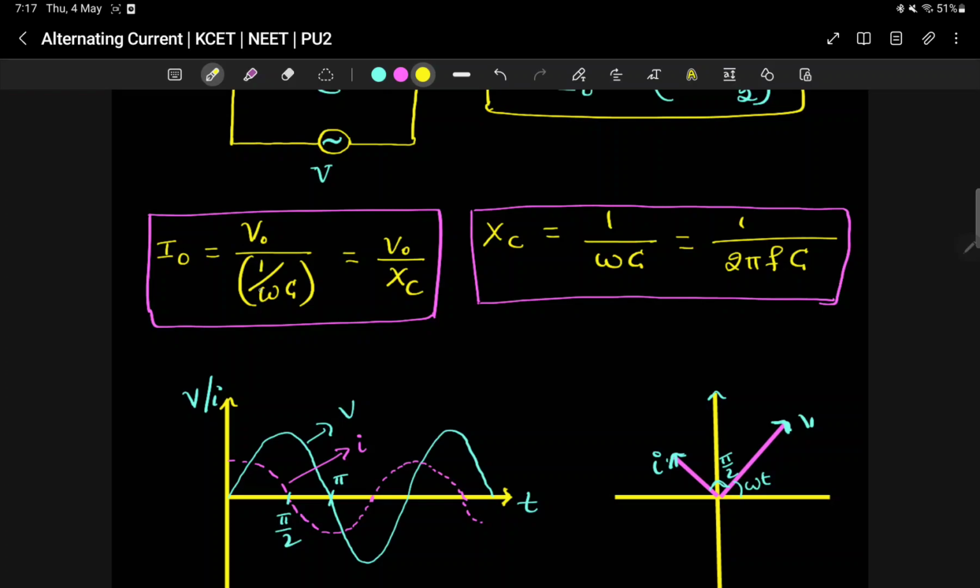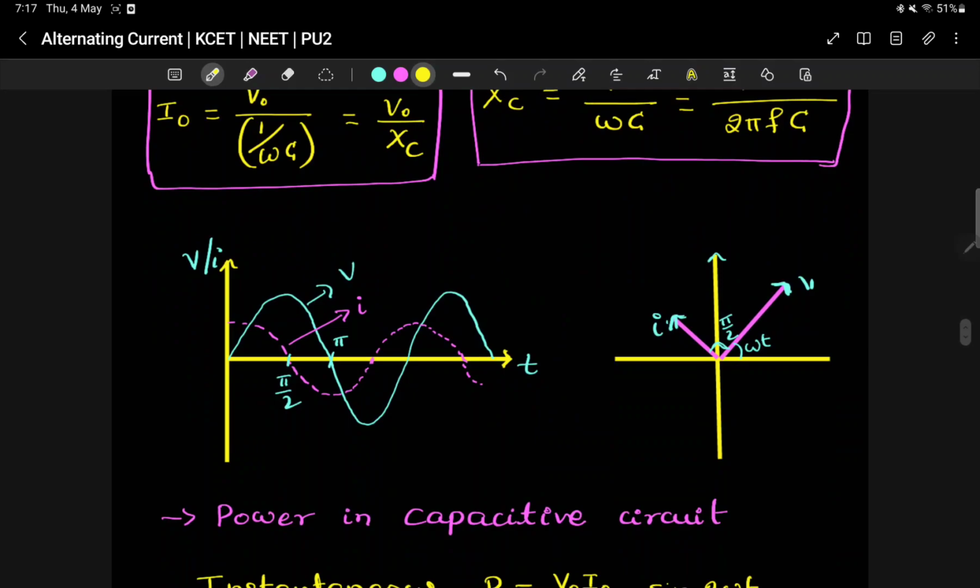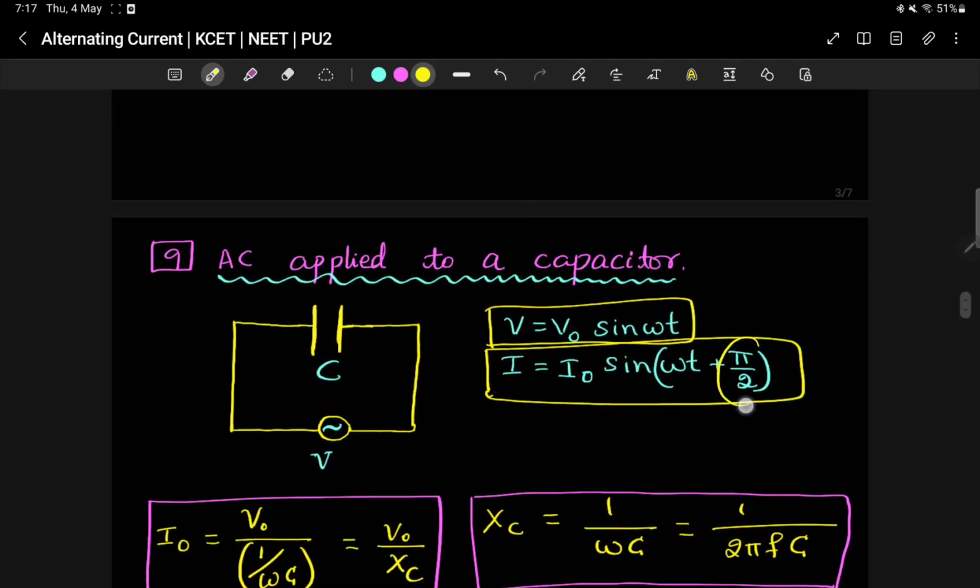I0 is equal to V0 divided by 1 by omega C, that is equal to V0 by XC, where XC is 1 divided by omega C, and omega is 2 pi f, the angular frequency. So in case of XL you have L omega, but in case of XC you have 1 by omega C. Here there is a phase difference of pi by 2.